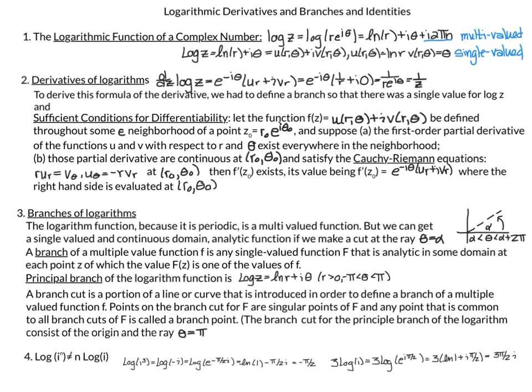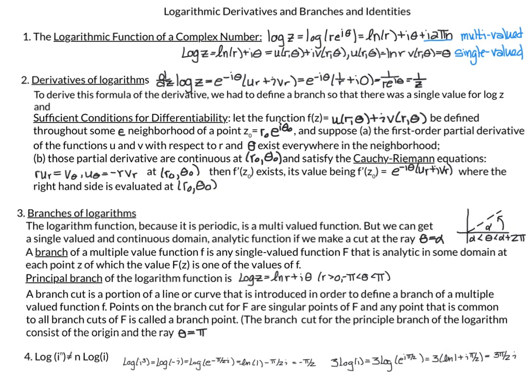We used this then to define the derivative of logarithms, and we found that the derivation would lead us to 1 over r e to the i theta, which was just equal to 1 over z, which is the same as we would have for real numbers.